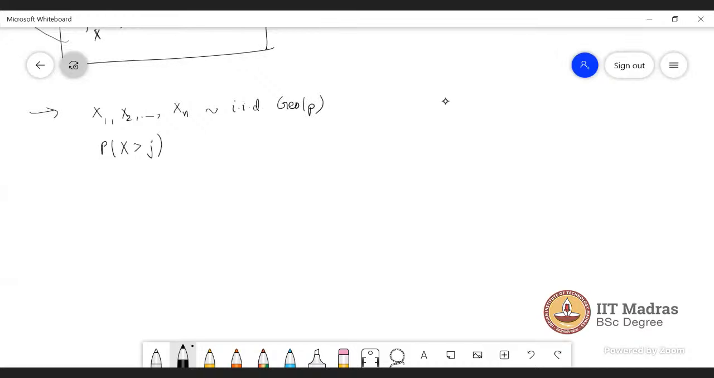So if I have to find the probability that x is greater than j, this is going to be the sum over... x is greater than j is the same as the probability that... okay, again, before doing this derivation, if anyone wants to know this derivation.